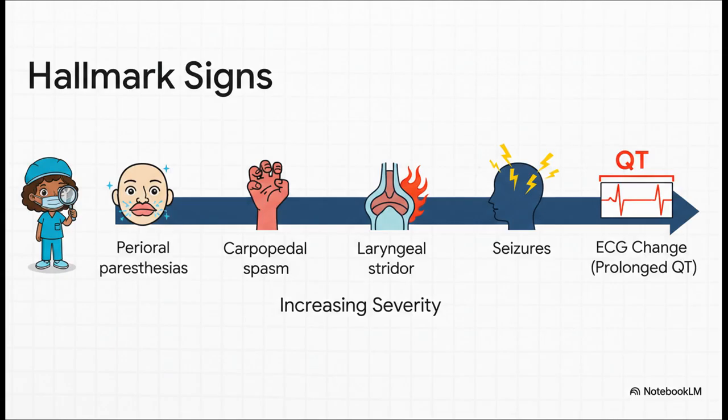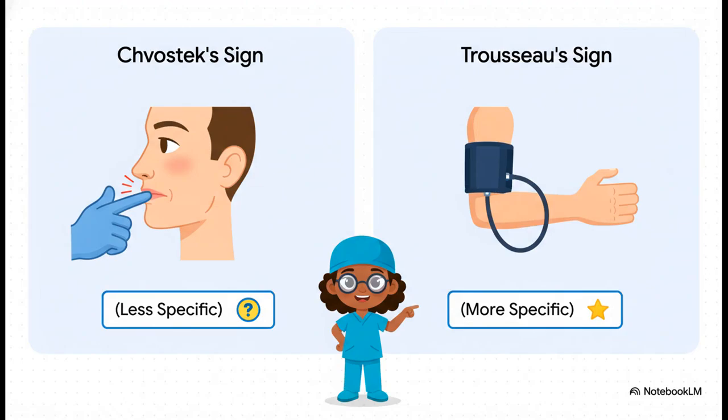And on an EKG, you've got to look out for a prolonged QT interval, because that's a setup for some really nasty heart rhythms. You absolutely have to know these 2 physical exam signs cold. Chvostek's is when you tap on the facial nerve and the face twitches. Trousseau's is when you pump up a blood pressure cuff and it makes their hand cramp up into that classic spasm. For your exams, just remember, Trousseau's is the much more specific and reliable sign.